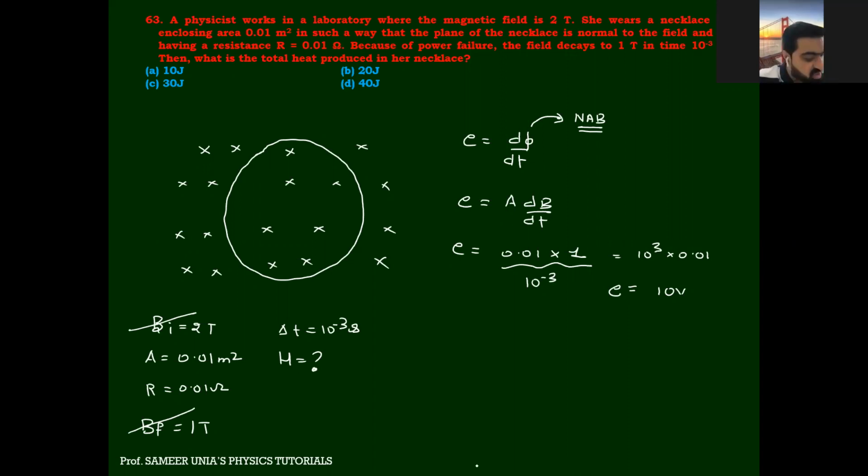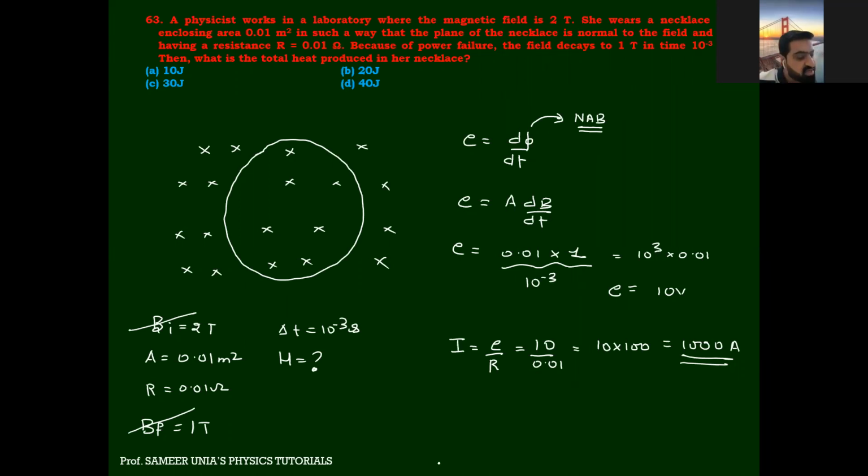Now, because of this EMF, what will be produced? Power. Current is E by R, that is 10 by R, which is 0.01, so 1000 ampere. 1000 ampere is a very big number, but it is given, so fine.